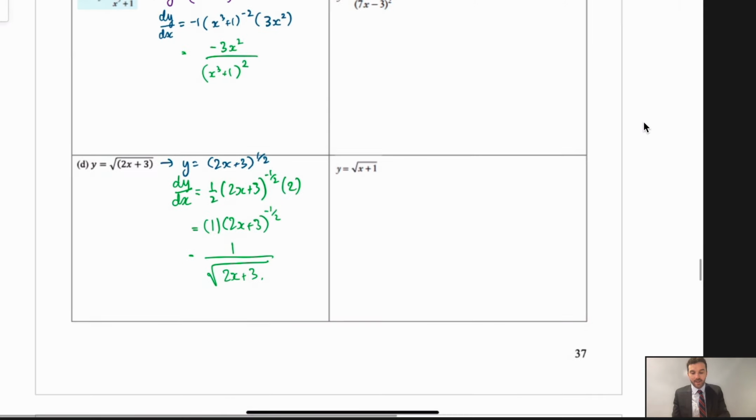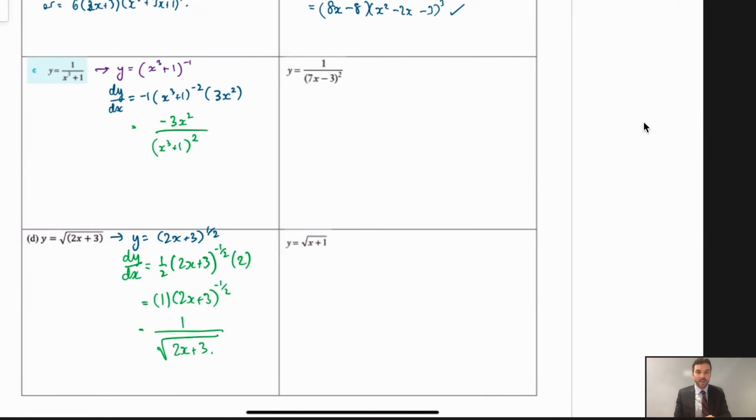What I want you to do is have a go at these two examples here. So pause the video and press play when you are ready to go. So we're going to go through those examples now.